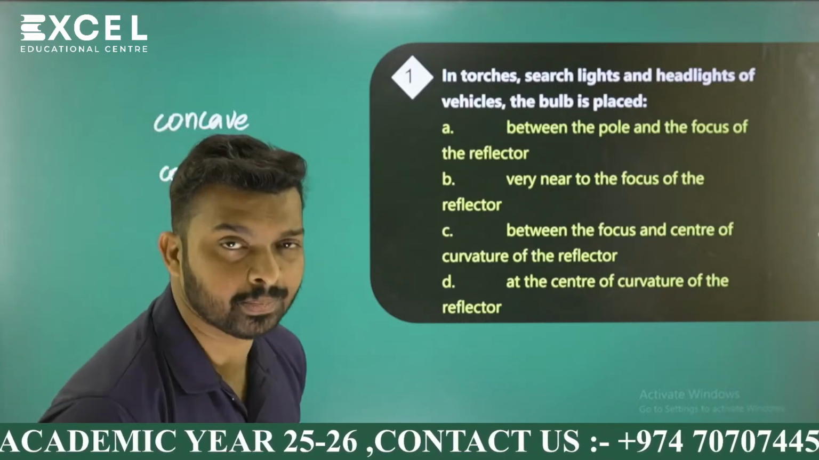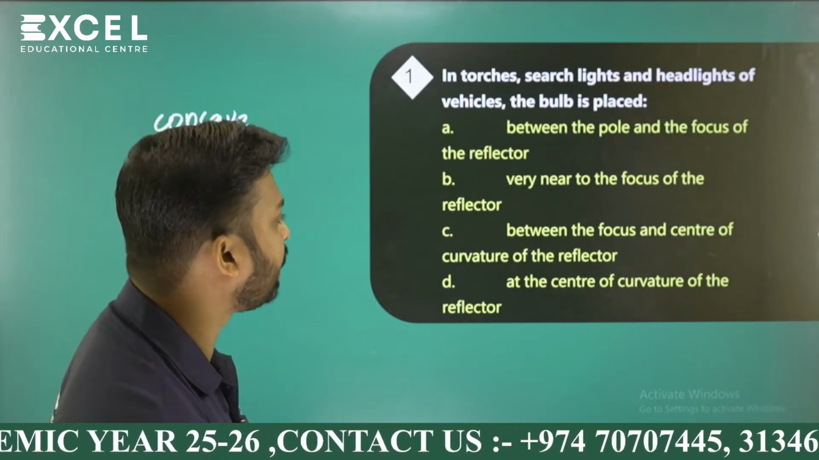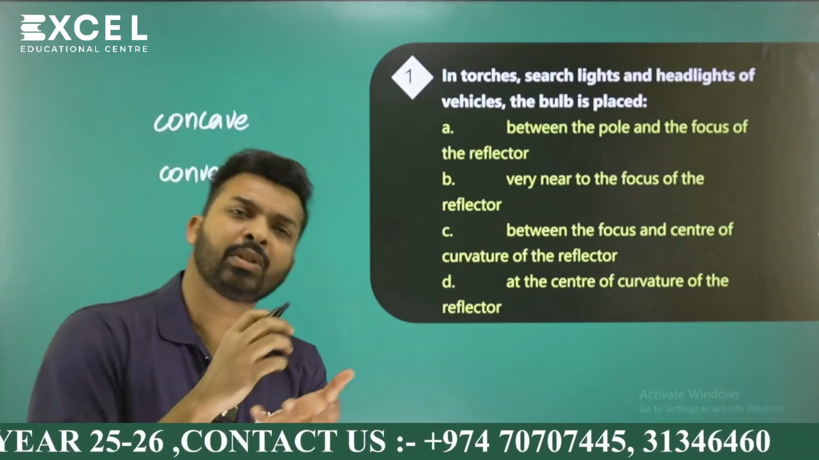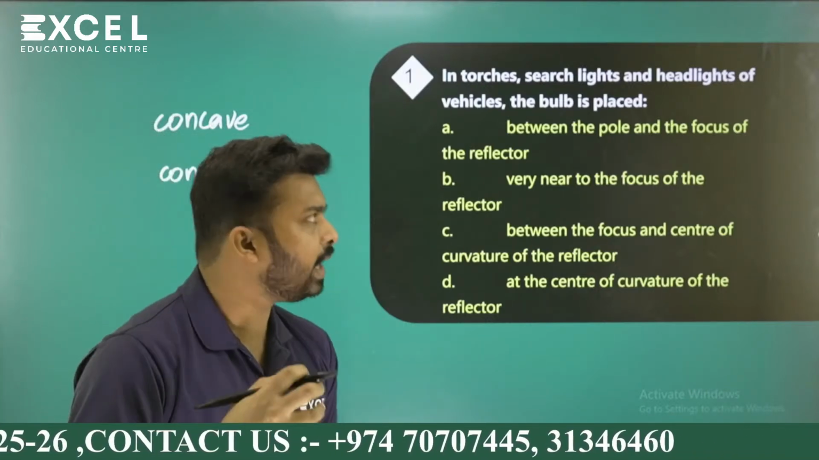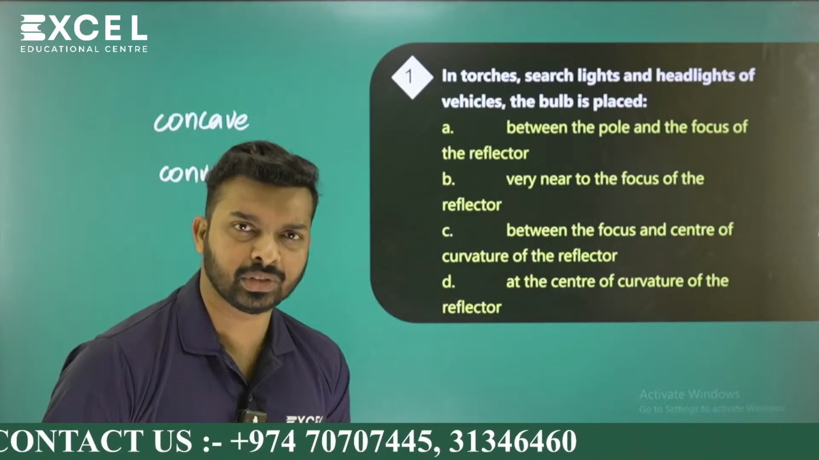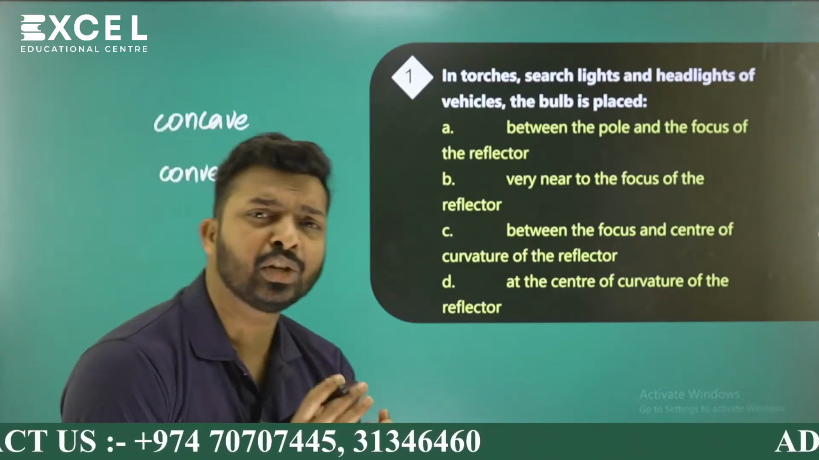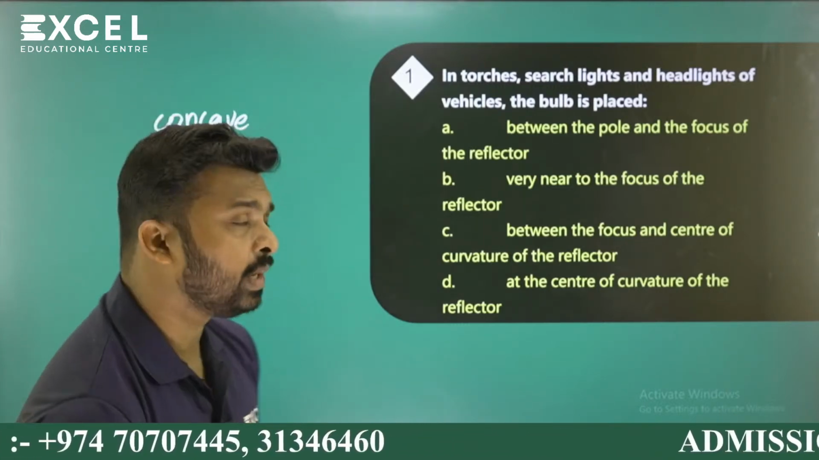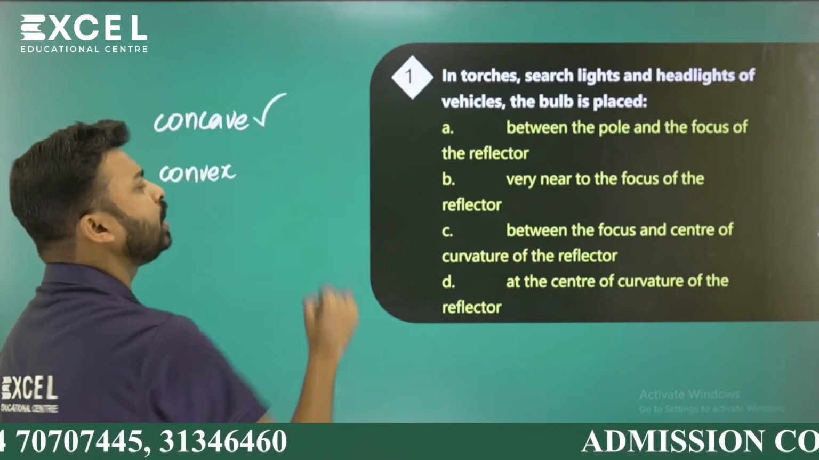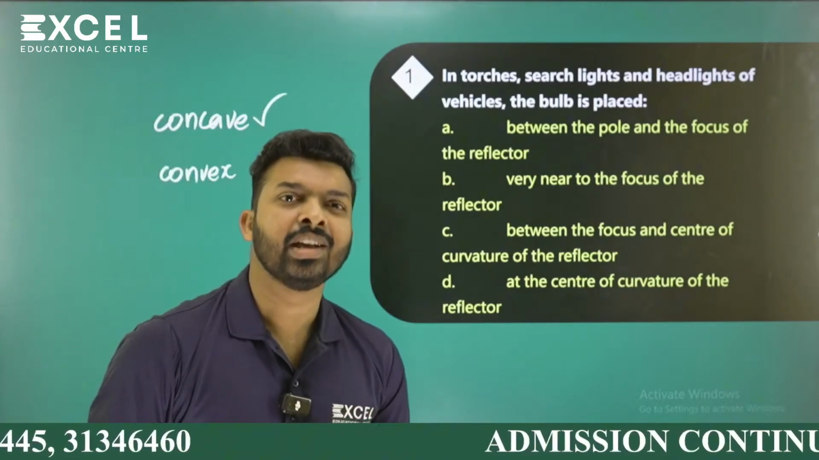In torches, searchlights and headlights of vehicles, the bulb should be placed at the focus, or very near to the focus. Why it is very near to the focus, we have to check. Before that, what kind of mirror has to be used? Here we are using a concave mirror.